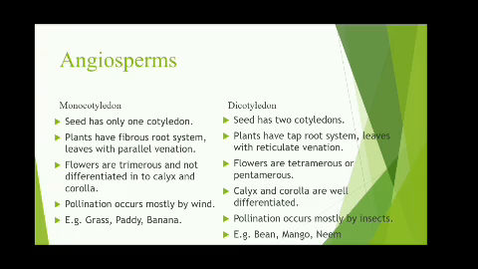Then the flowers are tetramerous or pentamerous. That is, the petals are 5 in number or 4 in number. Here, calyx and corolla are well differentiated. The pollination of dicotyledons mostly takes place by insects. Example, beans, mango, neem, etc. So far we studied the general characters and classification of angiosperms and gymnosperms.